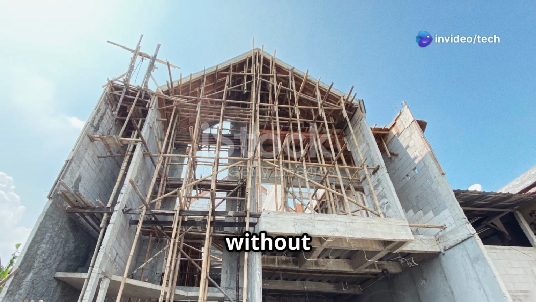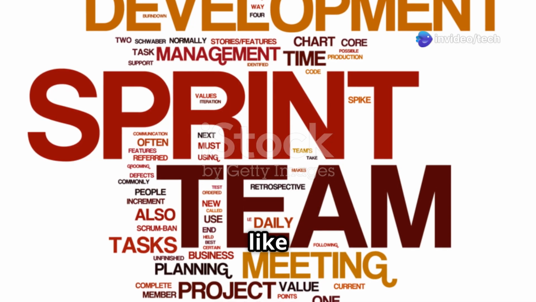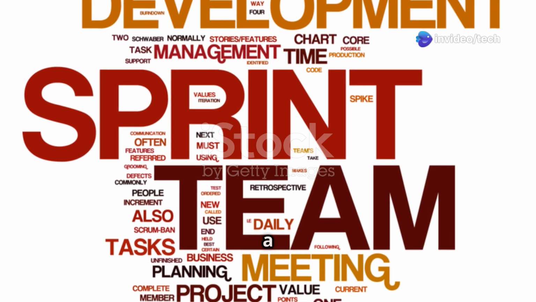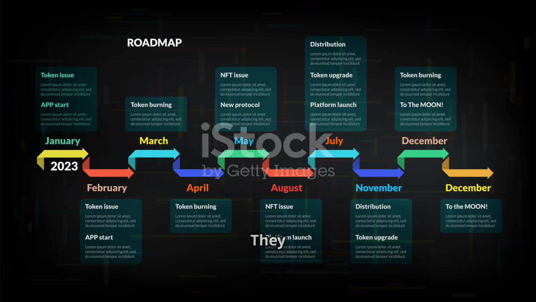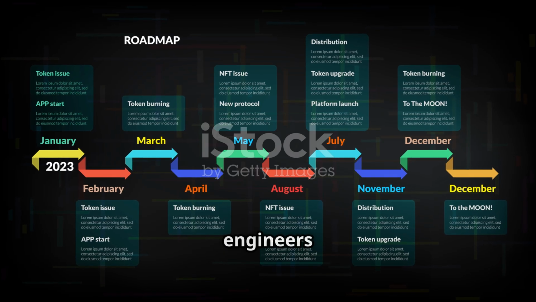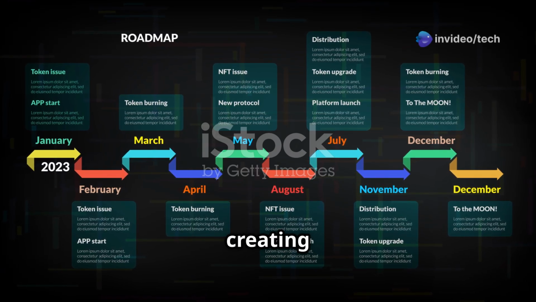Imagine building a house without a blueprint. Software development, much like construction, benefits greatly from a structured approach. This is where prescriptive process models come into play. They provide a roadmap, guiding software engineers through the complex journey of creating software.